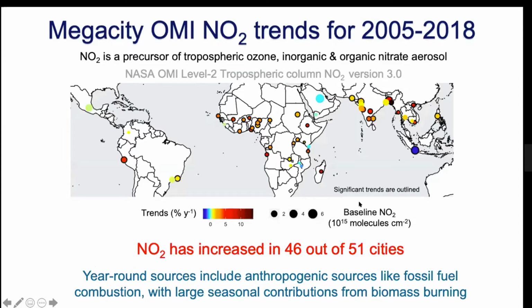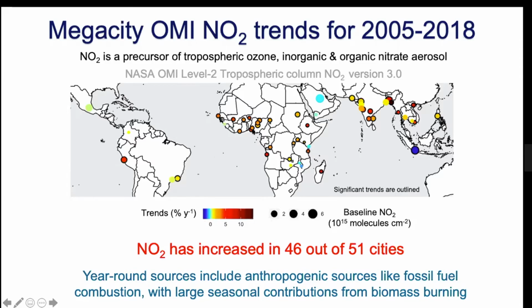Now in this map, you'll see all the 51 megacities. The bubbles are indicating the size of the baseline. The baseline is 2005, or the starting date. The smaller bubbles indicate that Africa has low levels in 2005 compared to the ones in Asia. The colors indicate the annual trend in percent per year. The warmer shades are obviously an increasing trend, and the shades of blue are the decreasing ones. Any significant trend has been outlined. So what we see in this map is that the nitrogen dioxide levels have increased in 46 out of the 51 cities, and most of them are significant, as you can see from the outline.